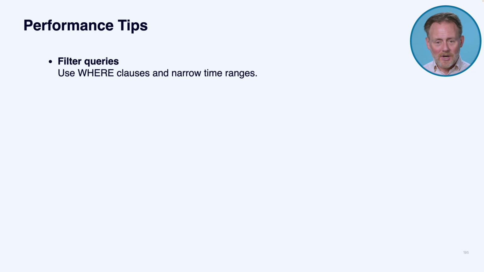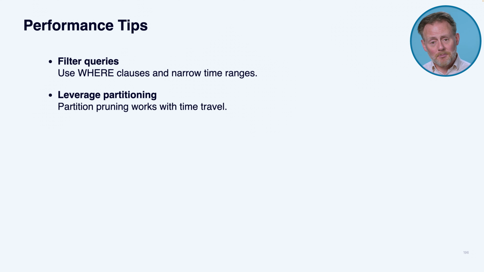Let's finish with some performance considerations. Time travel can be fast, but it's easy to shoot yourself in the foot. Let's not do that. First, let's make sure we've got where clauses and narrow time ranges when possible. If you could avoid scanning 6 months when you only need 6 days, it goes without saying, mind those predicates, especially when they've got timestamps in them. Second, partition pruning works with time travel. Those where clauses in your queries, those will help the engine skip files that you don't need.